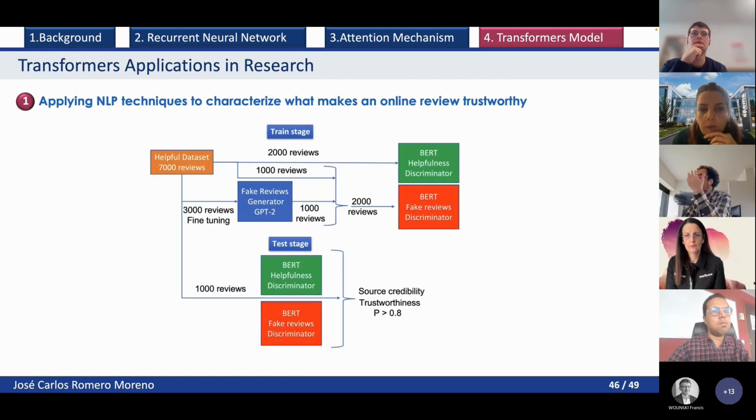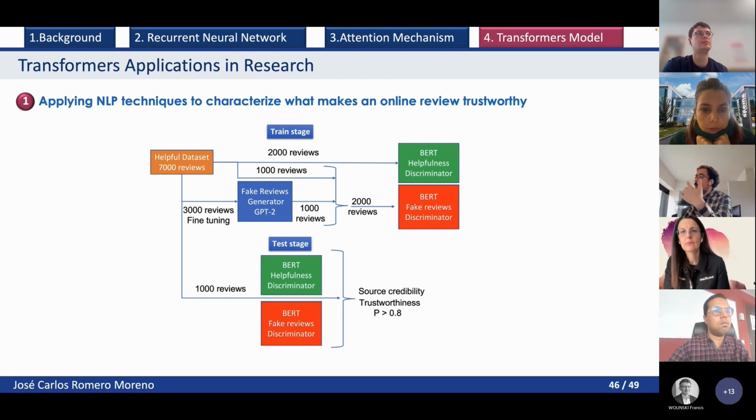On our side, I am doing research in collaboration with SKEMA in different research papers using transformers. For example, one, very quickly, is to apply transformer models to understand what makes an online review, for example on Amazon, trustworthy. Trustworthy means a review that you can trust and that is helpful for you, but is truthful. It's real. It's not a fake review, which nowadays are becoming really popular.